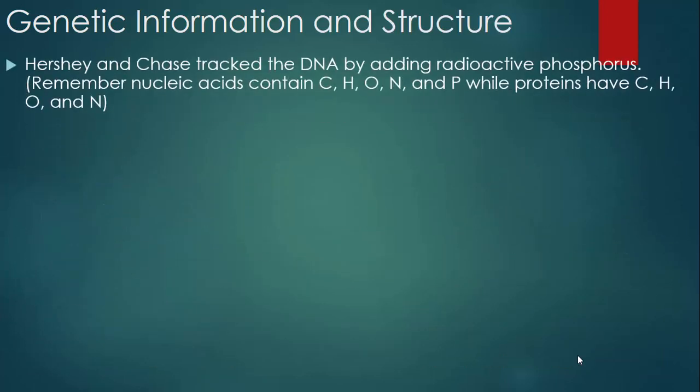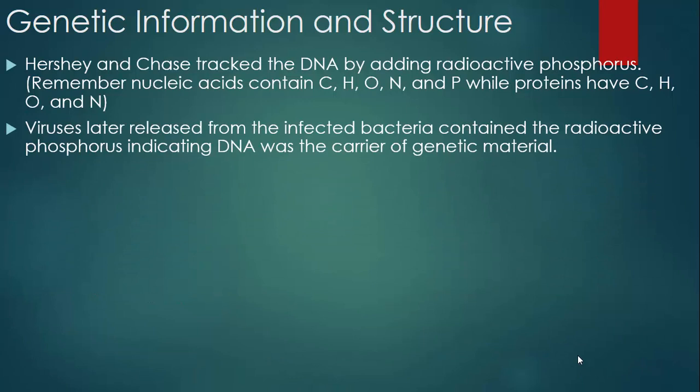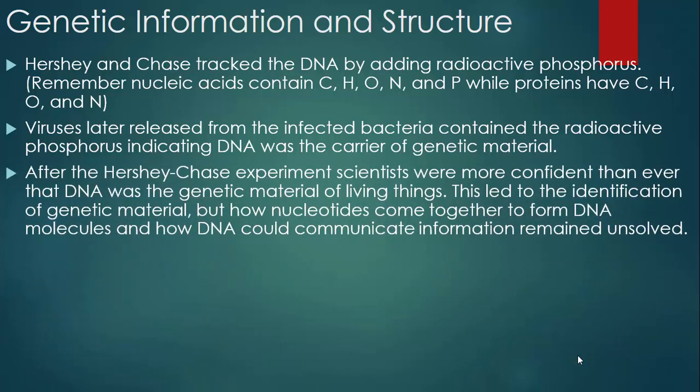Now, Hershey and Chase tracked the DNA by adding radioactive phosphorus. Remember, DNA stands for deoxyribonucleic acid. Nucleic acids contain carbon, hydrogen, oxygen, nitrogen, and phosphorus, while proteins have carbon, hydrogen, oxygen, and nitrogen. And that's why Hershey and Chase could track the DNA by adding radioactive phosphorus. Viruses later released from the infected bacteria contained the radioactive phosphorus, indicating DNA was the carrier of genetic material.